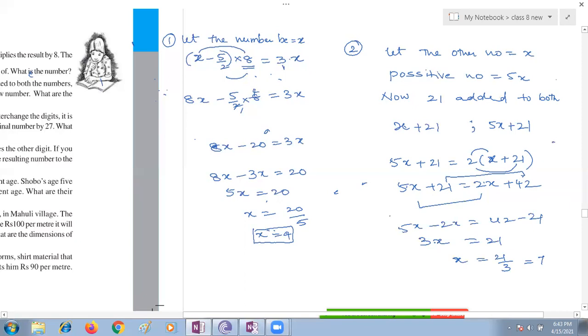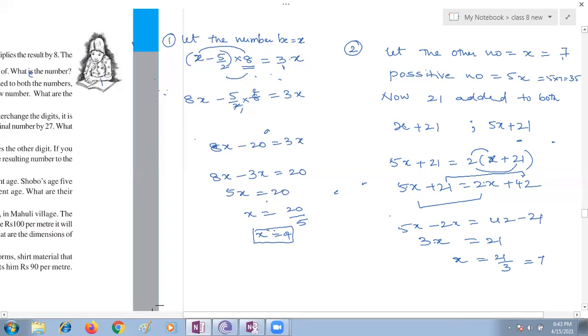What are the positive number, children? Original number and positive number. What is the question here? Ma'am, first number is 7 and 35. Yes, you are supposed to find both the numbers. The other number is x, that is 7. The positive number is 5 into 7. 5 into 7 is 35. You have to conclude, children.